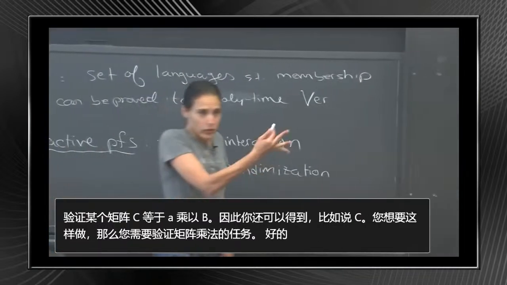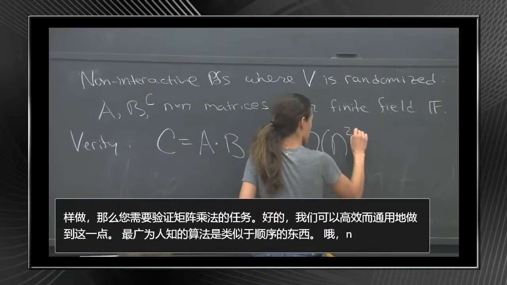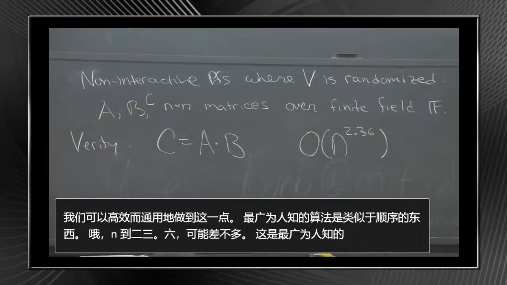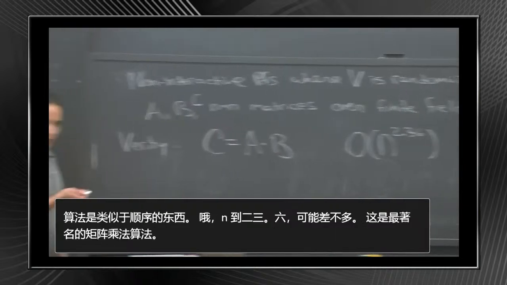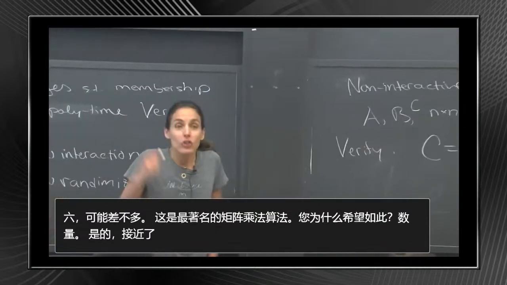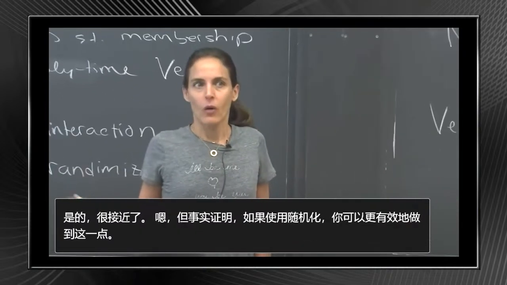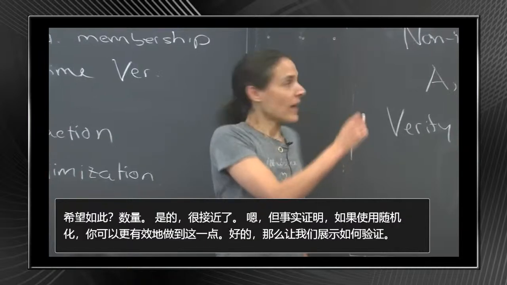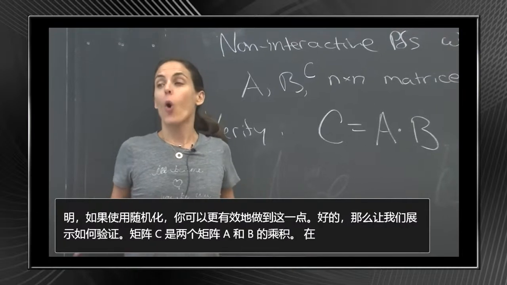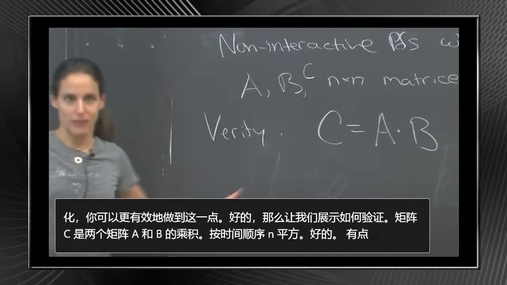So you need to verify a task of matrix multiplication. We can do it efficiently. In general, the best known algorithm is something like O of n to the 2.37, something like that. That's the best known matrix multiplication algorithm. Oh, the number? Yeah, close. But it turns out that using randomization, you can do it more efficiently. Let's show how you can verify that a matrix C is a product of two matrices A and B in time order n squared, which is about the best you can do because you need to read the input.